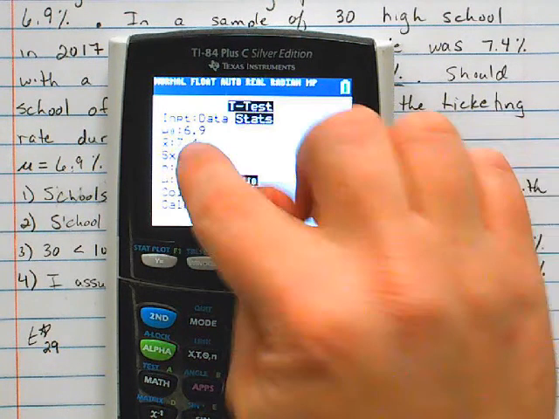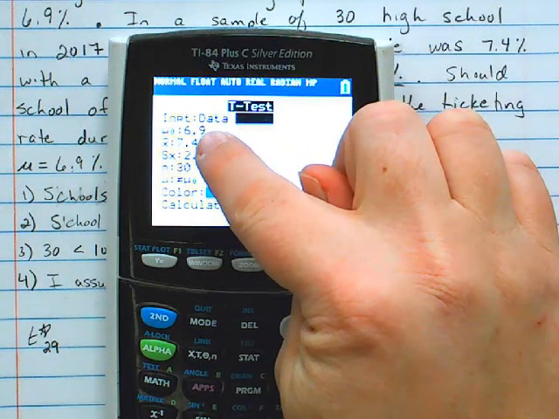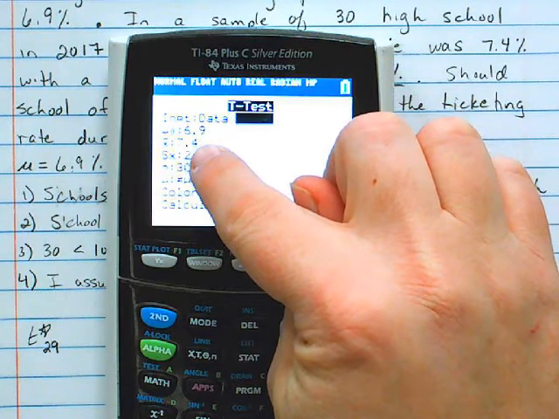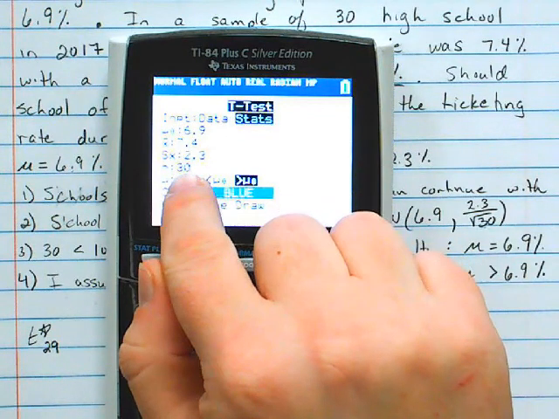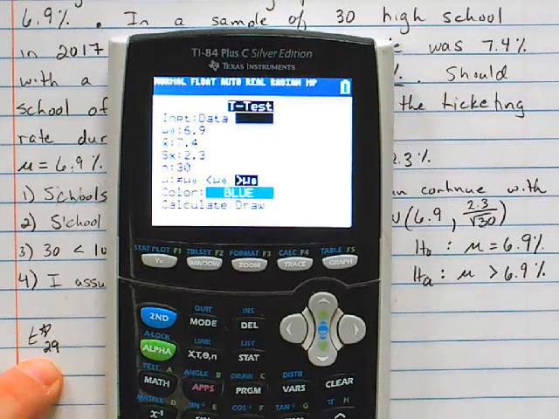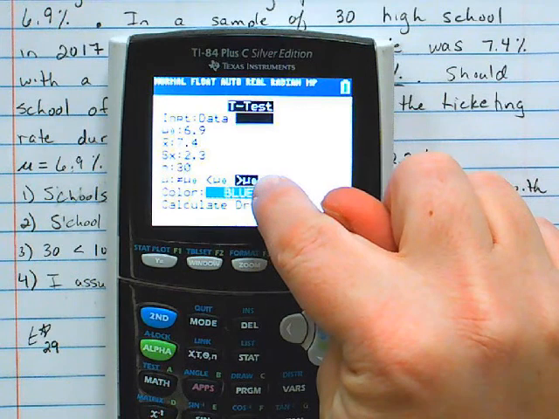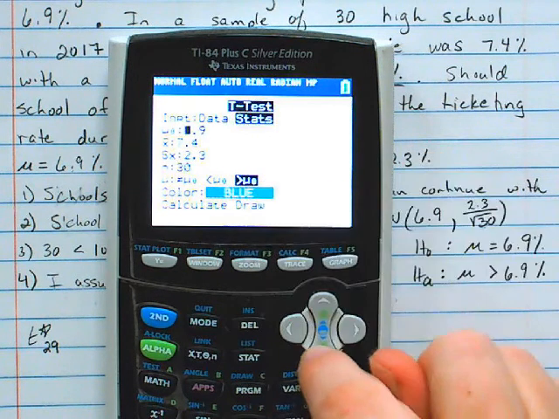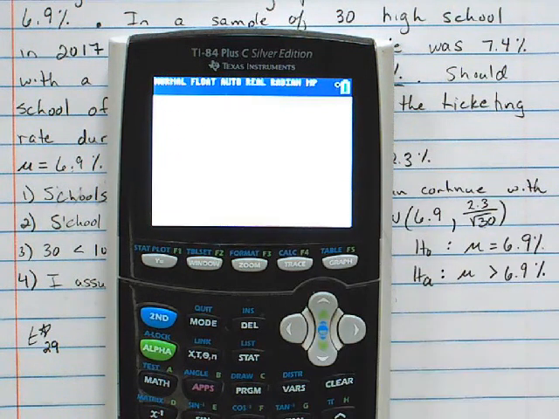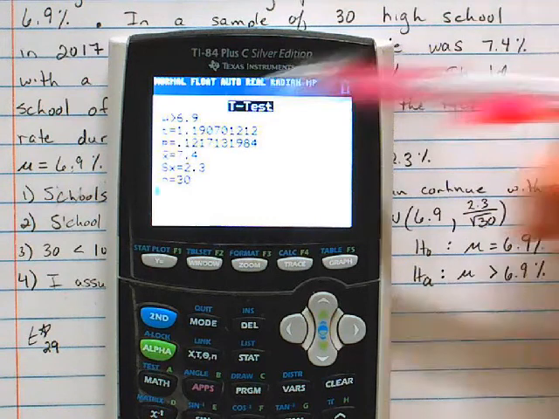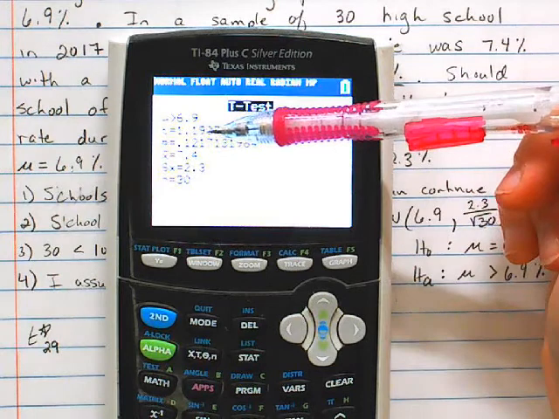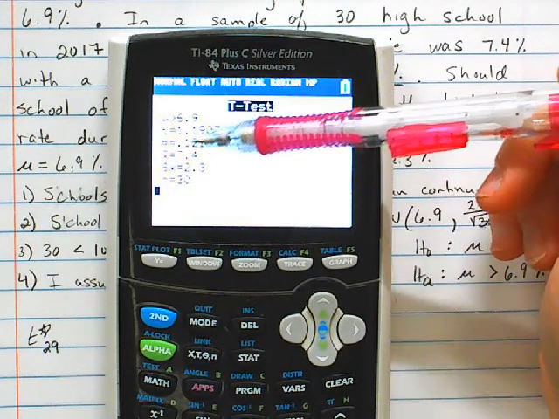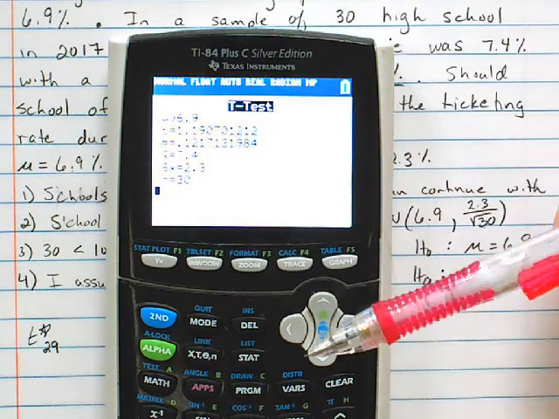So my mu is 6.9. My observed average is 7.4 with a standard deviation of 2.3. My n is 30. So even though my degrees of freedom is 29, my n is 30. And since I want to see if it's increasing, I go for greater than. And we go down to calculate, and we get great information. Here's mu greater than 6.9. The t-value is 1.191. Our p-value is 1.217. So go ahead and try and write the paragraph.